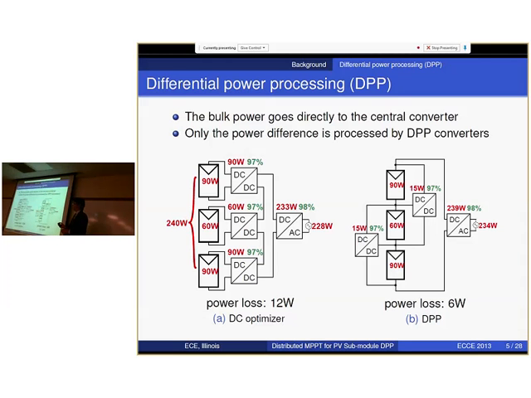But the problem with the DPP system is that each DPP converter needs to operate two adjacent PV modules at the same time, and the input-output of these neighboring DPP converters are actually coupled to each other. So we have to look at the maximum power point tracking control in the DPP system from a different perspective.